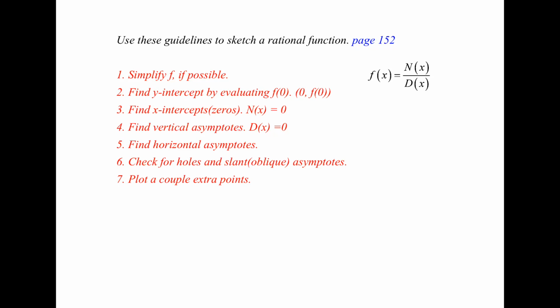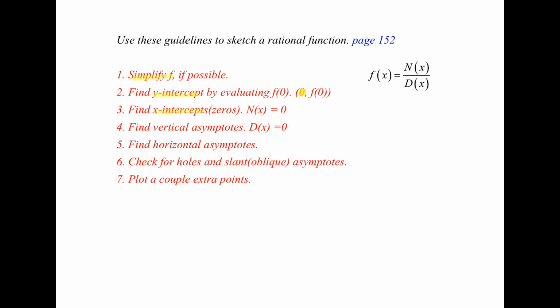Now in your book on page 152, there's guidelines to sketch a rational function. And we kind of just went through them, but this might give you a list to kind of look at as you're going through and working on your homework. Number 1, you always want to simplify the function. Okay? And that's going to help you identify what the rest of this stuff will be. Once you simplify it, find your intercepts. Find your y-intercept. If you're finding your y-intercept, you're plugging in x equals 0. Find your x-intercept or your zeros.